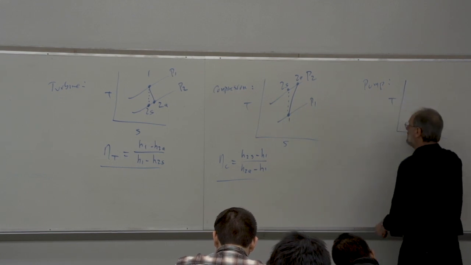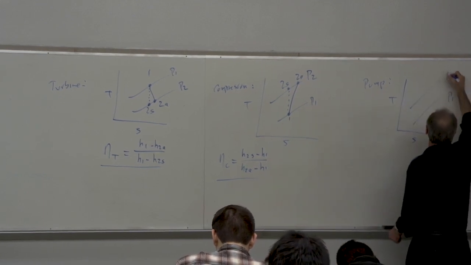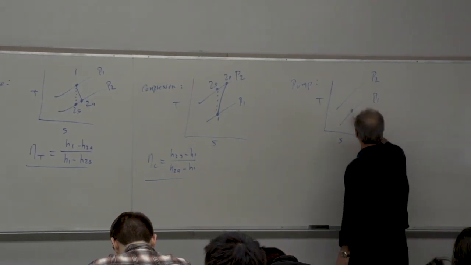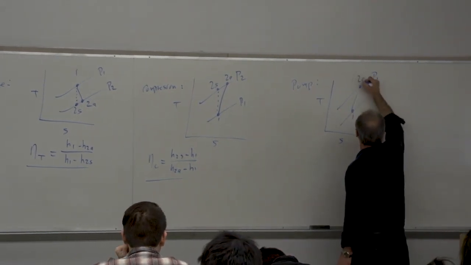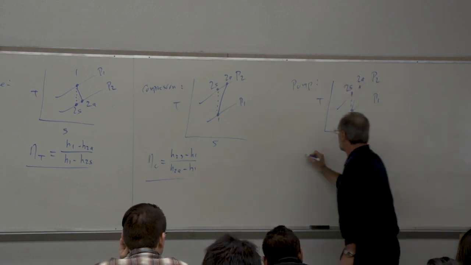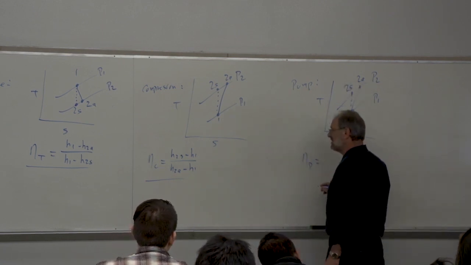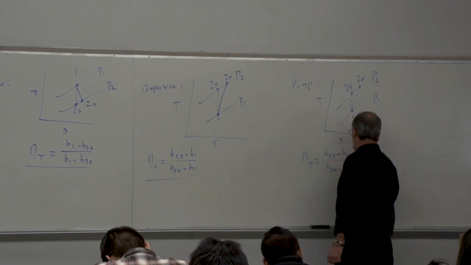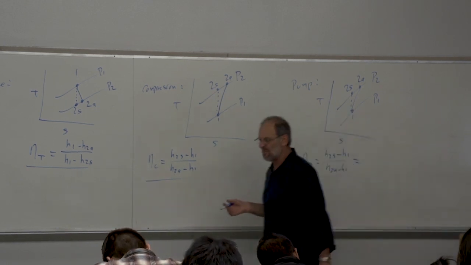So again, a little diagram moving from a lower to a higher pressure, from P1 to P2. Here's my point 1. Here's my actual 2. Here's my ideal point 2. The pump equation is going to be H2s minus H1 over H2 actual minus H1. However, I'm going to modify it, right?